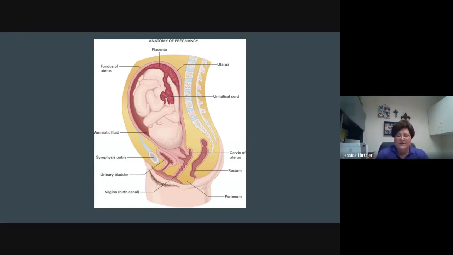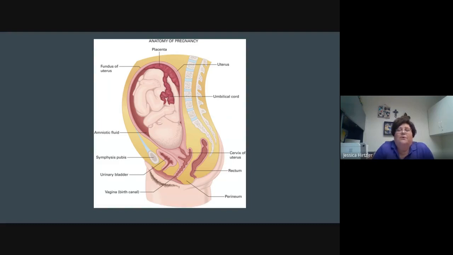The cervix connects the vagina and contains the mucus plug. Now, this mucus plug is pretty important. The mucus plug is what seals the cervix, protecting the baby inside of the uterus. It protects the baby from contaminants and loss of the amniotic fluid.